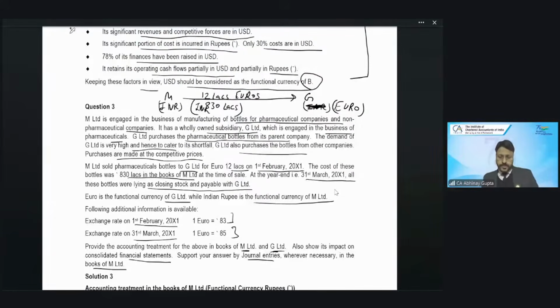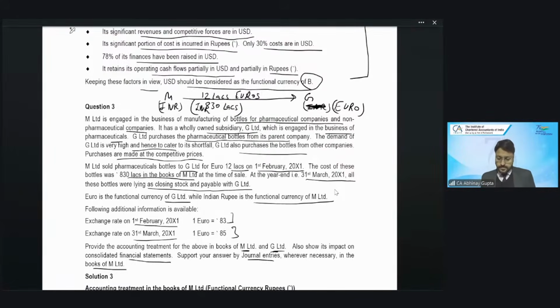Okay. And in the books of G Limited, what would be the journal entries? In the books of G Limited, they are recording the items they purchased. While purchasing, the cost will be 12 lakhs into 83. They will record in euro only, the 12 lakhs, since their currency is the euro. So purchase account debit, credit M Limited, 12 lakhs, correct?